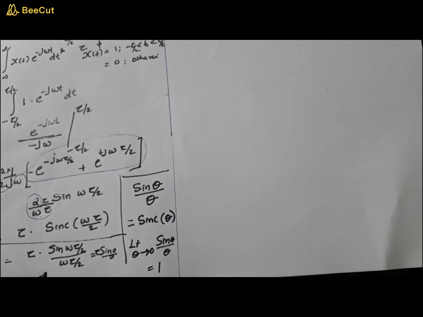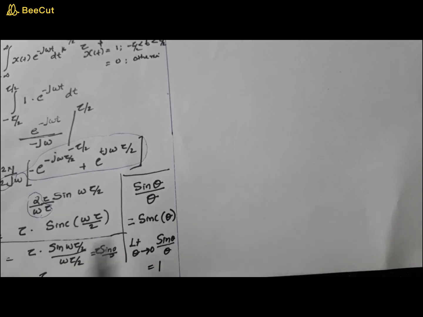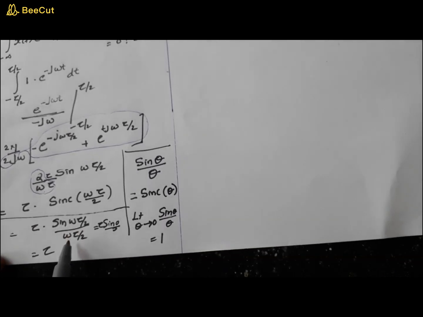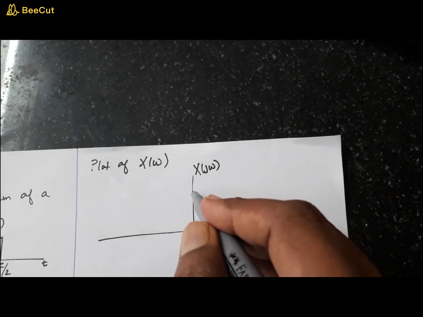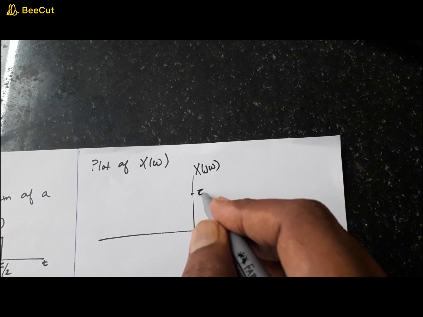Now why did I say that it is a maximum value? As omega varies, the denominator also increases. As the denominator increases, that value is no longer going to be equal to tau, it will be less than tau. So tau is your maximum value.